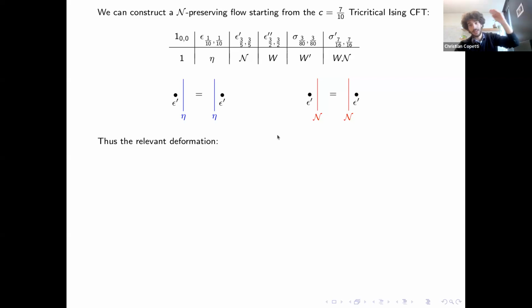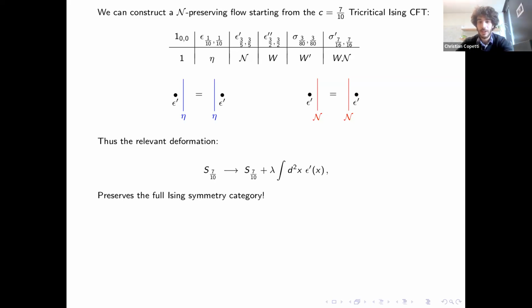So now what we can do is start in the UV from the critical Ising, and we turn on this deformation, lambda times epsilon prime. This preserves this subcategory of symmetry. This symmetry is preserved. This part is broken, but we don't care. But this is preserved. All along, at any energy scale, this is there. And you can ask, what is the RG flow?